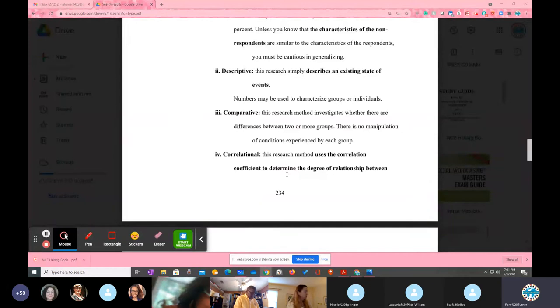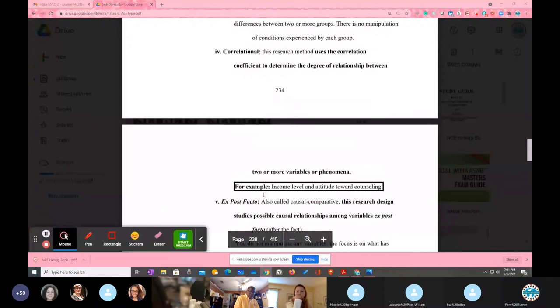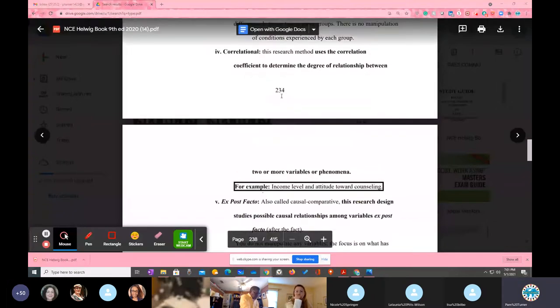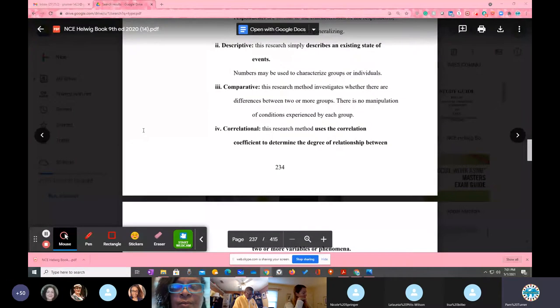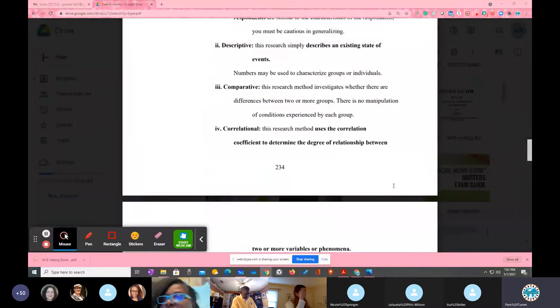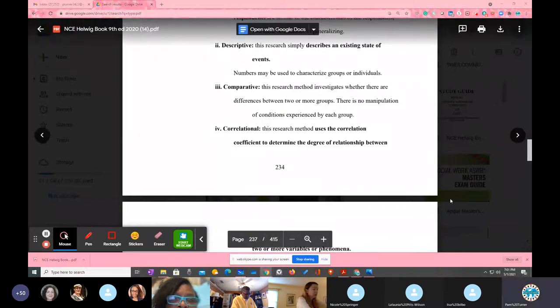Okay. So correlation uses the correlation coefficient to determine the degree of the relationship between the two variables. For the test, what you want to know is correlation is not cause and effect, it's relationship. They're not going to ask you that. What you need to know is correlation is always going to be a relationship.